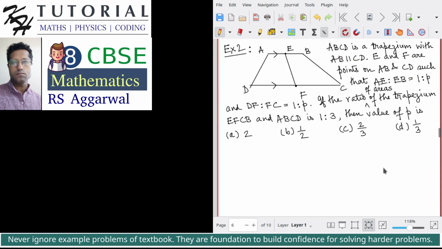This problem says that ABCD is a trapezium with AB parallel to DC. E and F are points on AB and CD such that AE is to EB is equal to 1:P and DF is to FC is also equal to 1:P. If the ratio of areas of the trapezium EFCB and ABCD is 1:3, then we have to find the value of P. Okay, let's do it step by step.